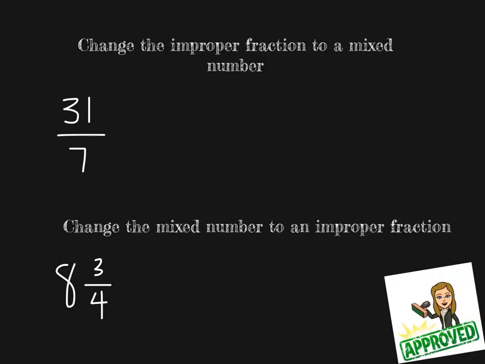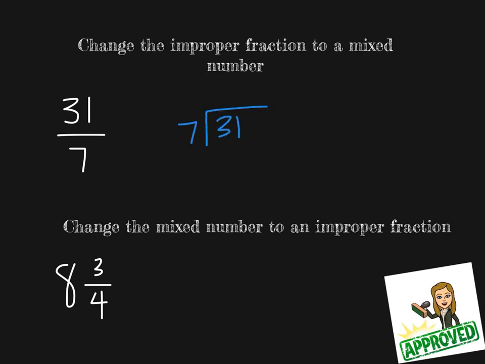The last skill I'm going to review is changing between improper fractions, like this one, into mixed numbers. Remember, an improper fraction has a numerator that's larger than the denominator. You solve these when you want to change it to a mixed number by doing the division. Remember, a fraction is just like division, top divided by bottom. So in this case, it's 31 divided by 7.